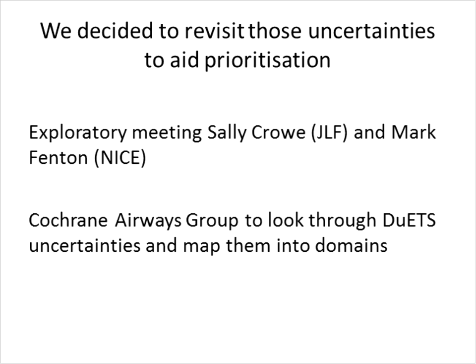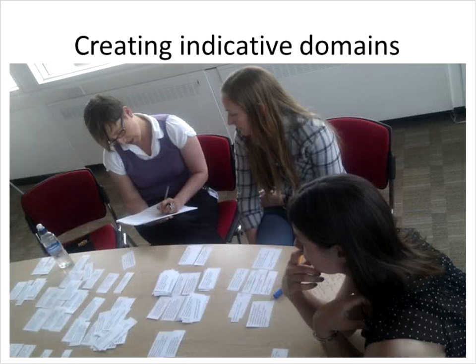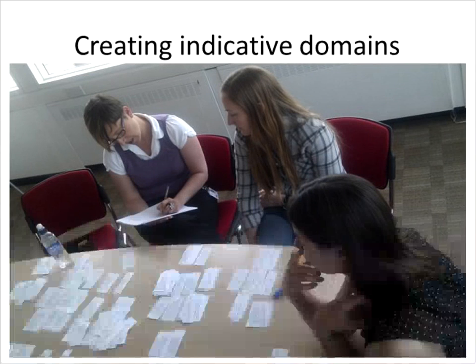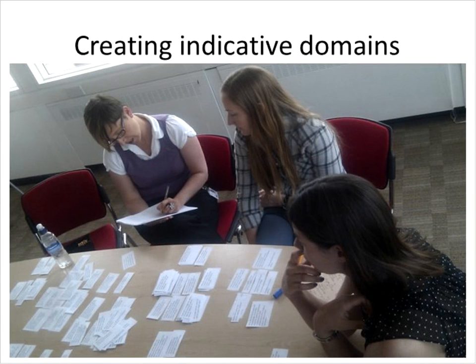The Airways Group agreed to group the uncertainties, those 250 research uncertainties that people affected by asthma had, into domains. So what did we actually do? We cut out 250 cards with all those uncertainties on them, and 4 of us spent a whole day grouping them together. We had many interesting discussions, and we really got a sense of people's concerns about asthma, which sometimes you don't get sat at a desk writing and editing reviews.